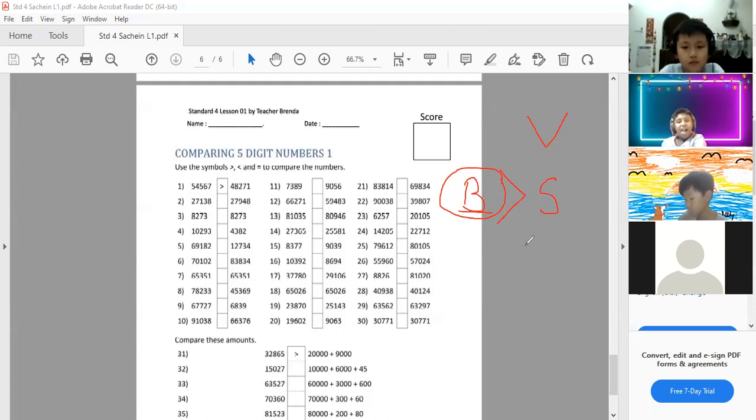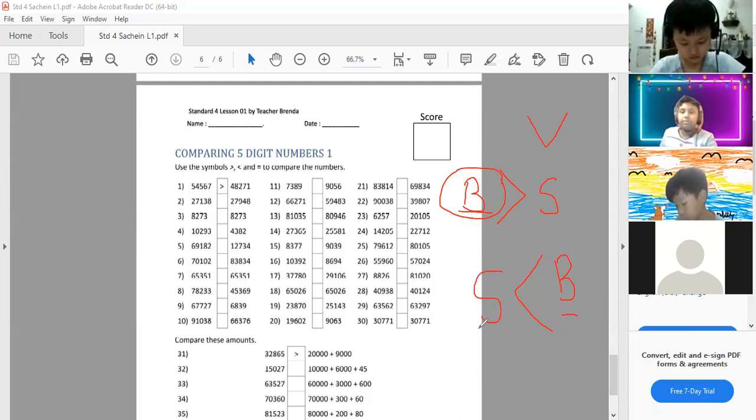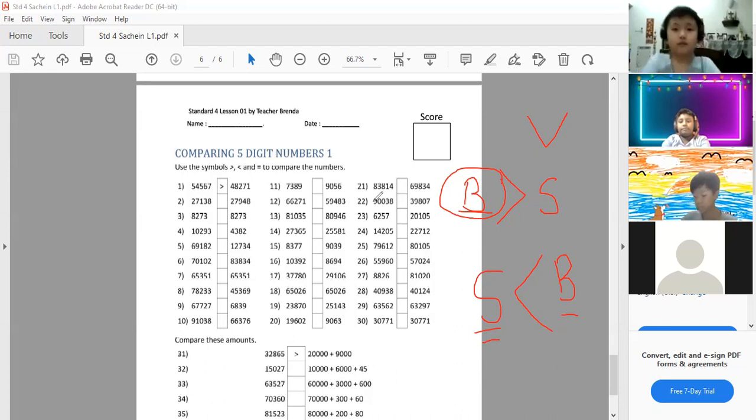Now, if I invert the symbol the other way, it will look like this. And you see, this is the big area, isn't it? The mouth is so wide open like that. So this is the big number. The big number will now be here on the right-hand side, and the small number will be on the left-hand side. Okay, let's look at examples.